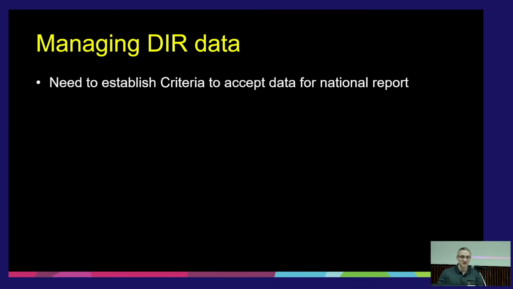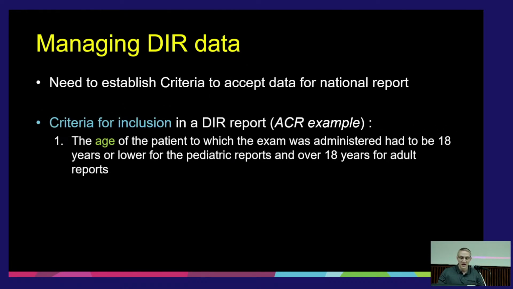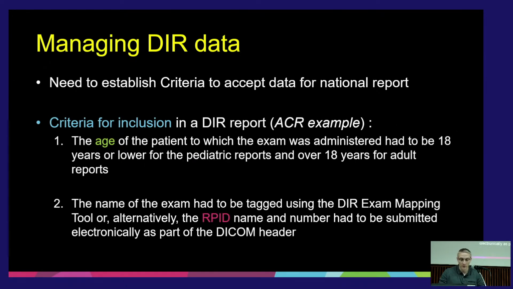So you need to establish the criteria to accept data for a national report. Once again, the example for the ACR is the age of the patient to which the exam was administered had to be 18 years or lower if you are to consider it a pediatric patient, and 18 years or above for an adult. The name of the exam had to be tagged, and you saw an example.